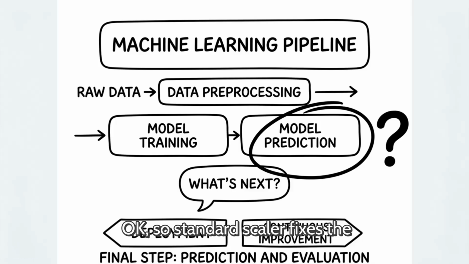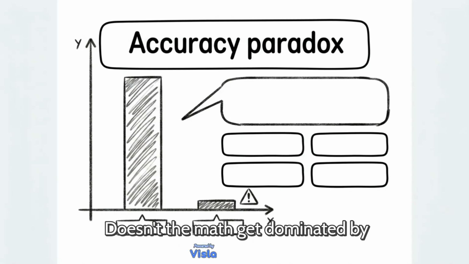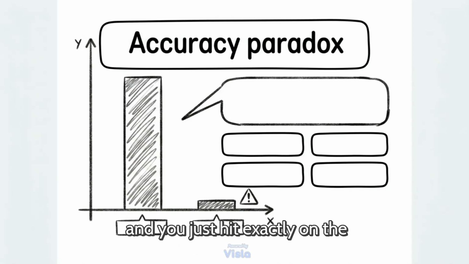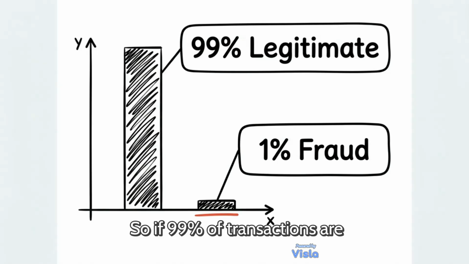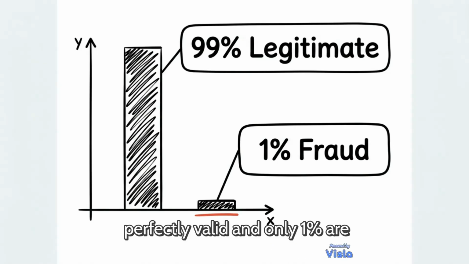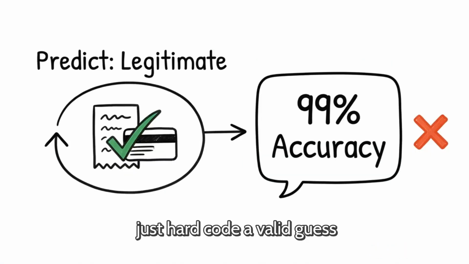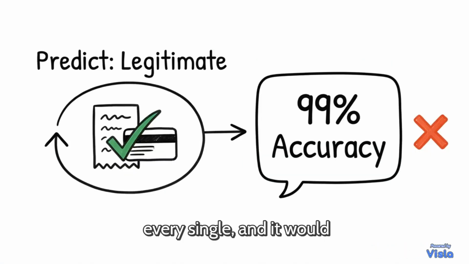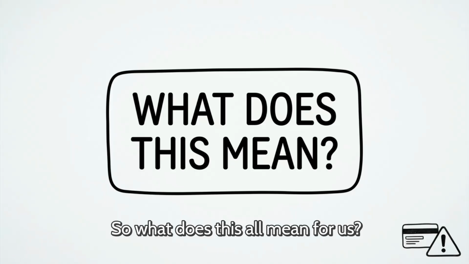Exactly. Okay, so standard scaler fixes the math for the features going in, but what about the predictions coming out? If the data is inherently skewed, like our credit card fraud example earlier, doesn't the math get dominated by the majority class anyway? Yes, and you just hit exactly on the accuracy paradox. If 99% of transactions are perfectly valid and only 1% are actual fraud, a completely useless model could just hard code a valid guess every single time. And it would technically achieve 99% accuracy. Exactly.